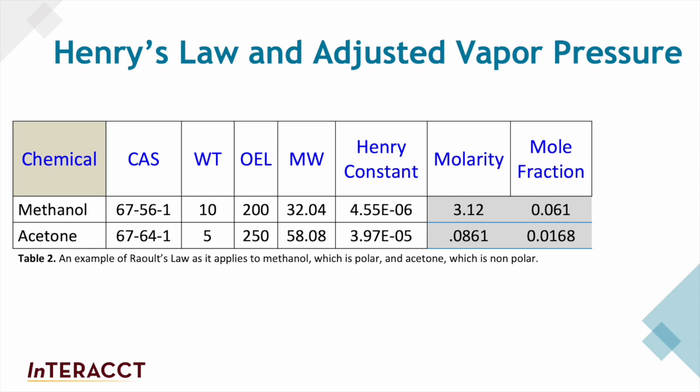In addition to the mole fraction for each chemical, Henry's law constant is needed to apply Henry's law. These can be found online or in lookup tables from tools such as the SDM 2.0 or in reference texts such as the CRC Handbook of Chemistry and Physics. The adjusted vapor pressure is then predicted using Henry's law constant and the mole fraction for each constituent.